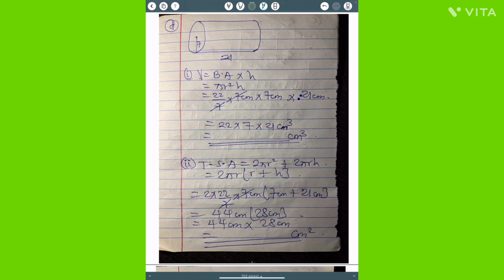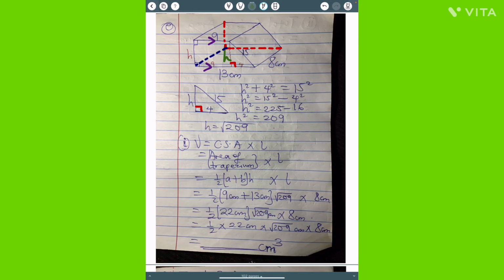That's 2 pi r times 28. You get your answer. Now, E, you have to look at this shape very well. First is to find the volume of the shape, which is cross-sectional area times length of the shape. So first, we need to find the area of this trapezoidal cross-section.